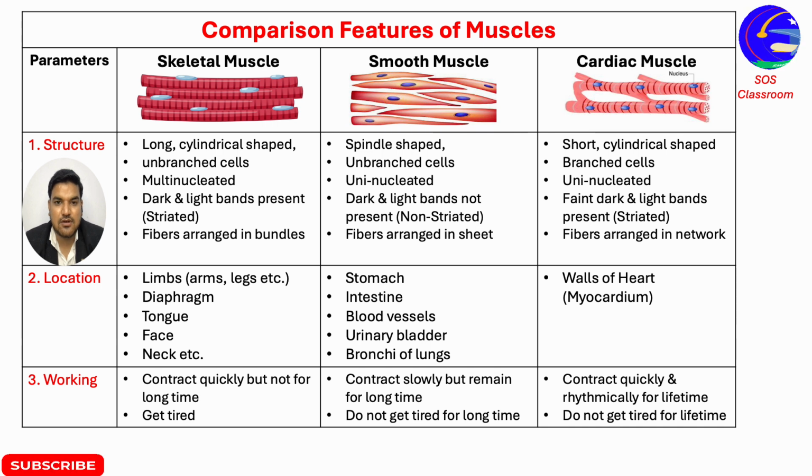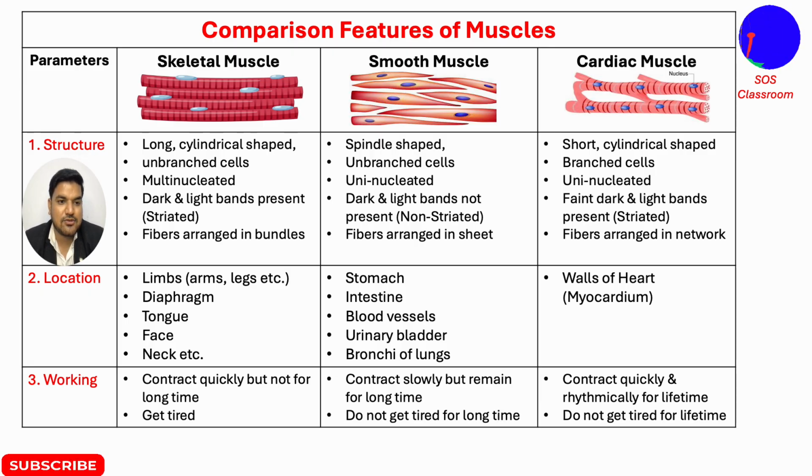In the cardiac muscles, the cells are short, because the skeletal muscles are long. Cylindrical in shape, these are also cylindrical in shape. Uninucleated means cardiac muscles also have only one nucleus. But faint dark and light bands are present, that is also called striated. In the skeletal muscles the bands are dark, but in the cardiac muscles the bands are faint, and fibers are arranged in a network. But in the skeletal muscles, fibers are arranged in a bundle. In smooth muscles, fibers are arranged in a sheet, and in cardiac muscles, fibers are arranged in a network.